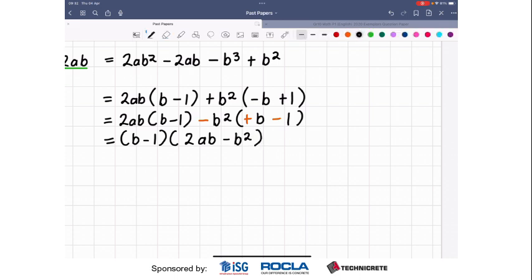And I can factorize this even further because this term here has got a b and this term here has got a b squared. So I can take out a common b from these two terms. And I'm going to bring it all the way to the outside by this front bracket. So I've taken out the b from here. My first bracket is going to remain the same, so I've got b minus 1. And then in this one, I've taken out the b, so I'm left with 2a for the first term and a minus b for the second term.